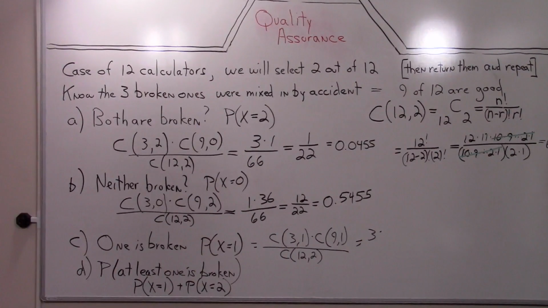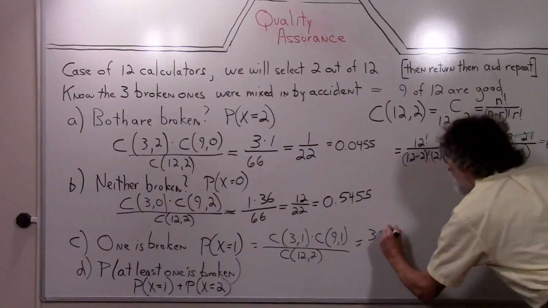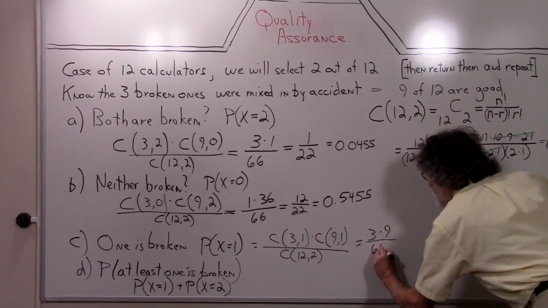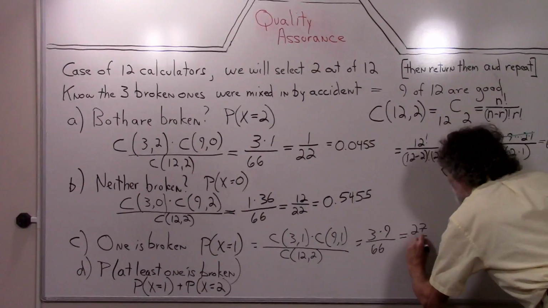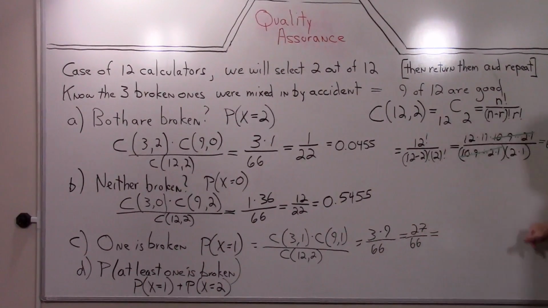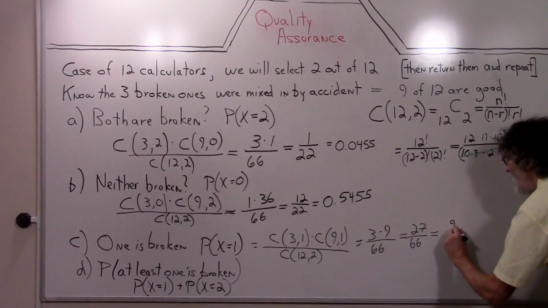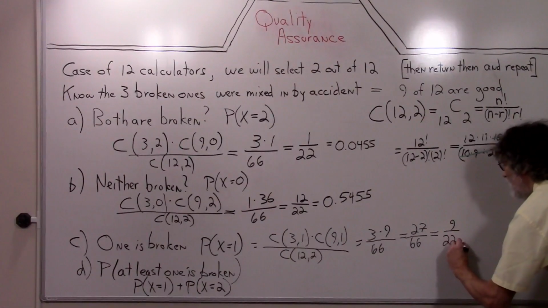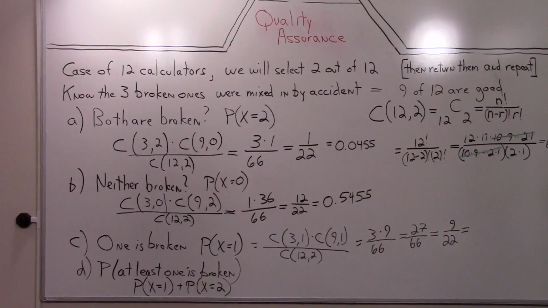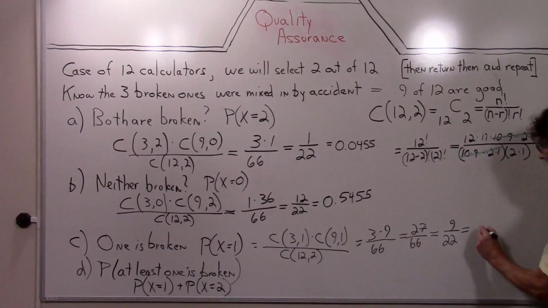Combination 9 items selected one at a time. 9 factorial over 9 minus 1 factorial times 1 factorial. So the 8 factorials cancel each other out, leaving us with a grand total of 9. All that over 66. 3 times 9 is 27 over 66. And if we want to simplify that into 22nds, which is what we were doing based on that first one, divide both sides by 3. 9 over 22, or 0.41.